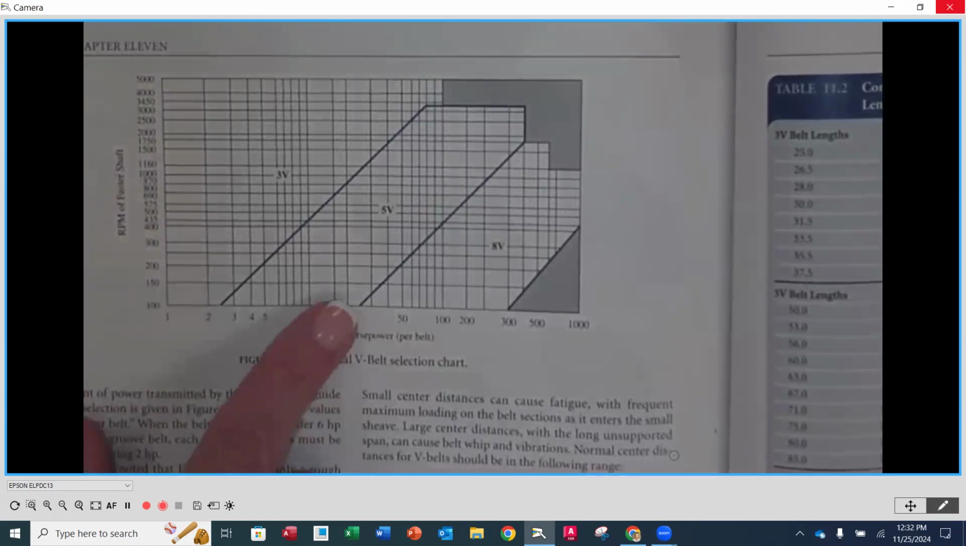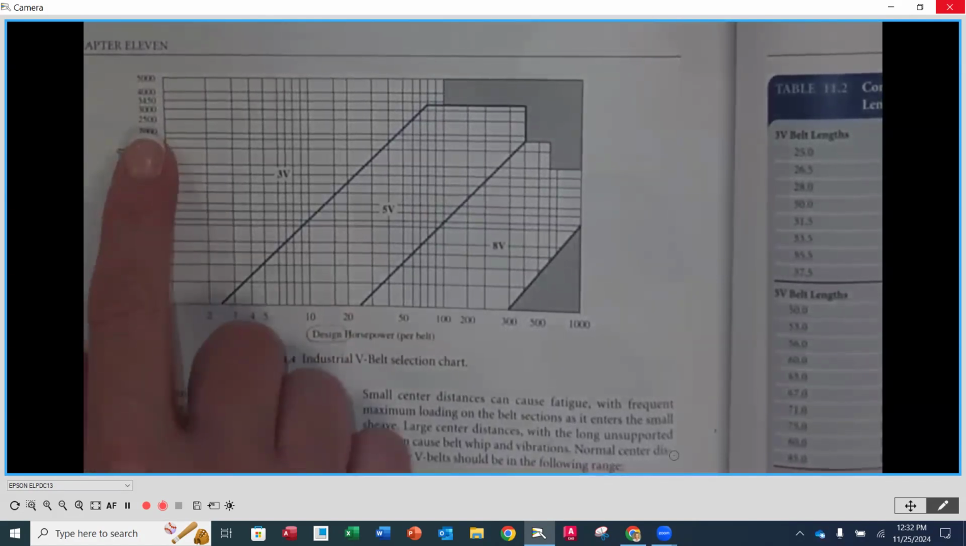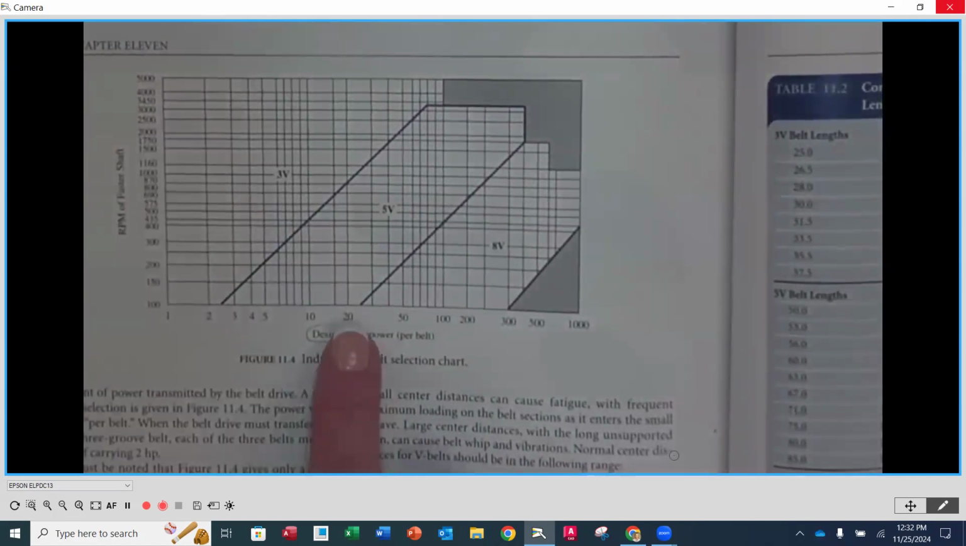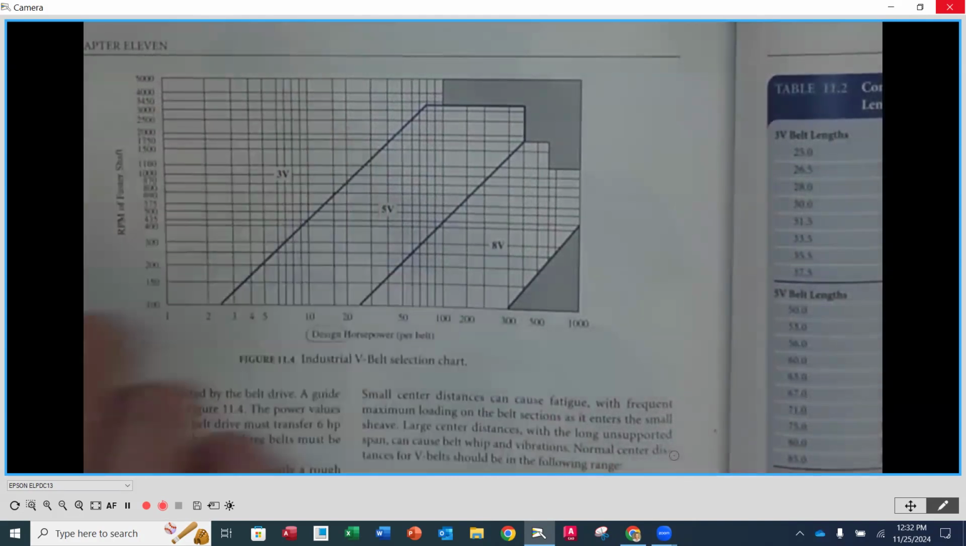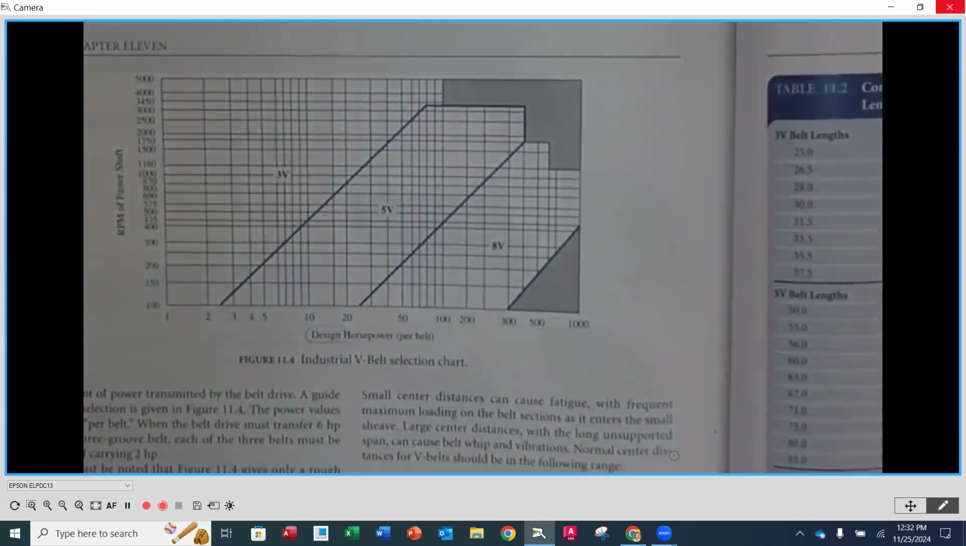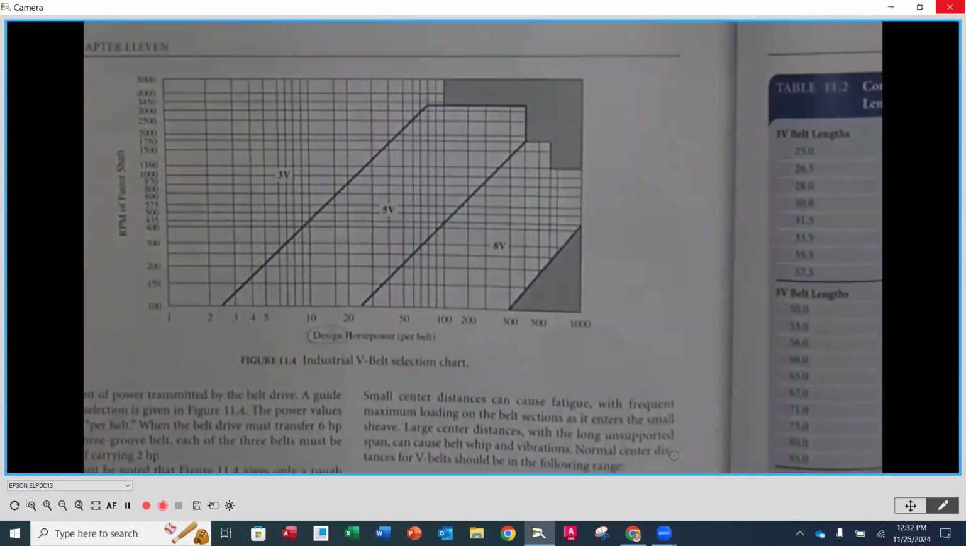Okay, so that means, for instance, if I have a 2,500 RPM application and we're pushing 20 horsepower, where those two come together, it's going to be in this area right here, which tells me that you should consider a 3V belt. Okay, that's how you determine, by horsepower and the faster rotating shaft, what size belt you should start with.